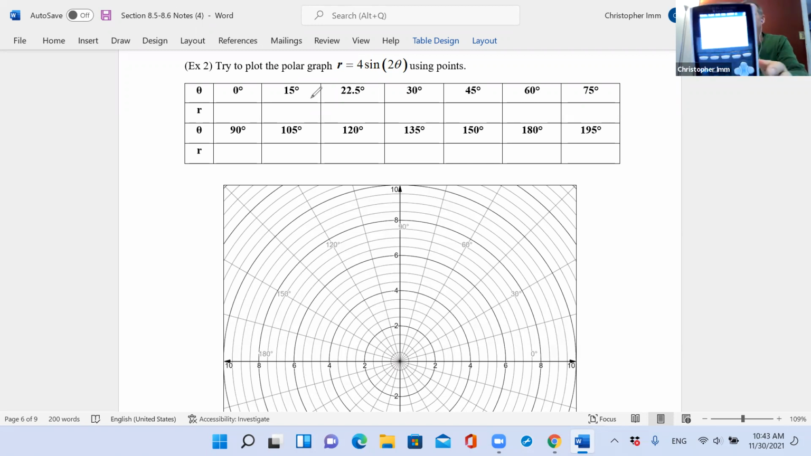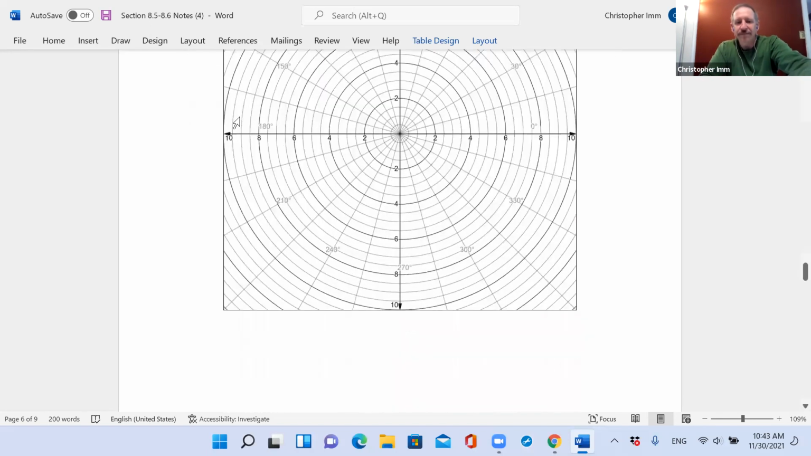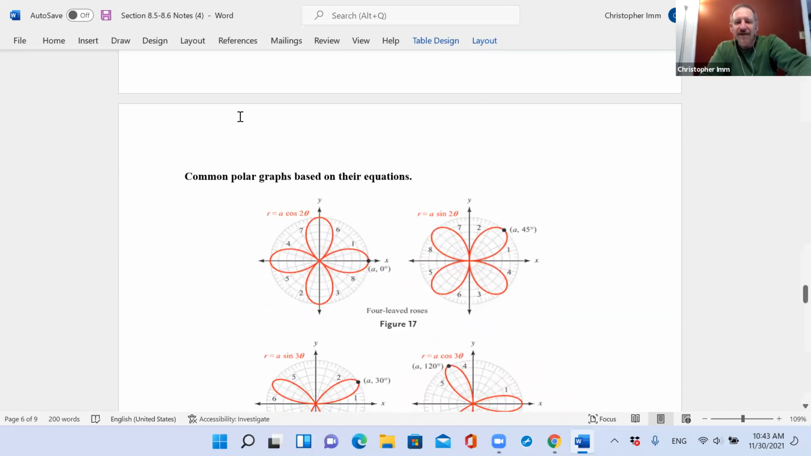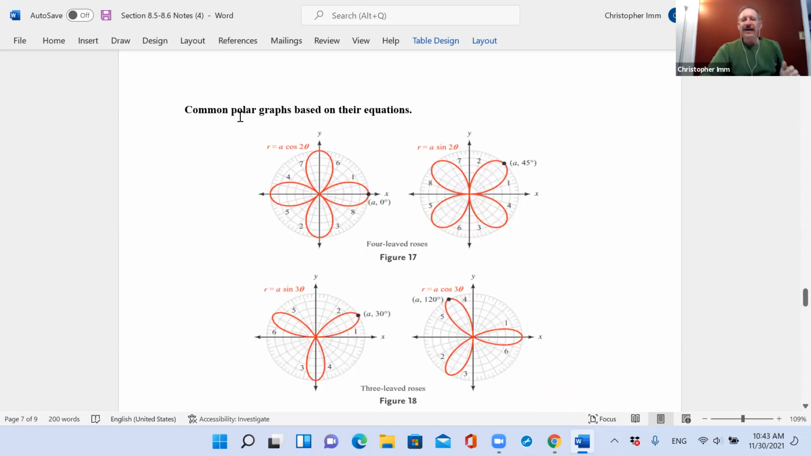Your intuition was totally right there. So we have these classes of graphs that sometimes come out depending on the angle theta. So we can make a lot of really pretty graphs here.